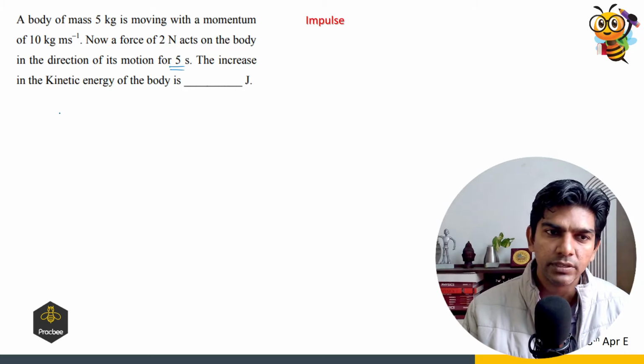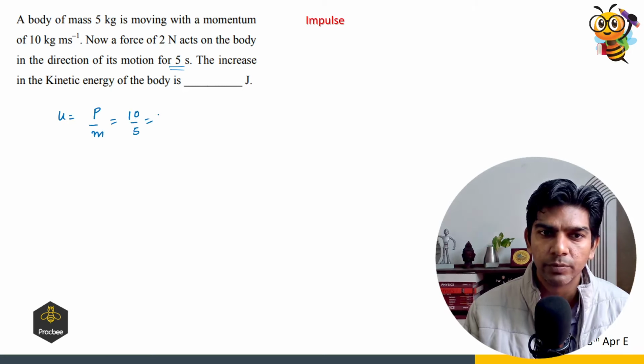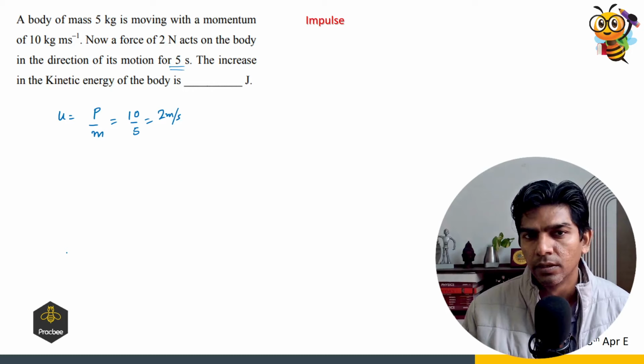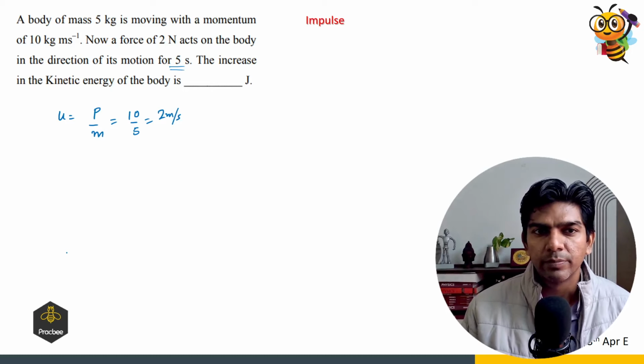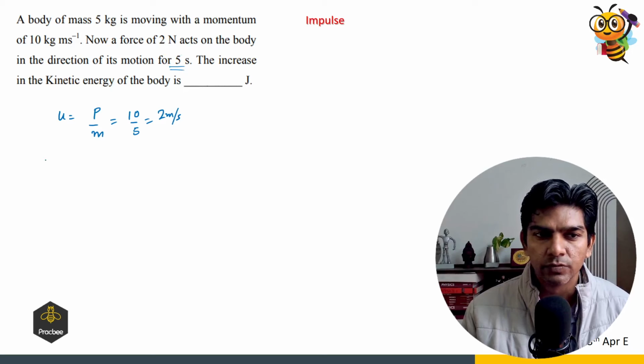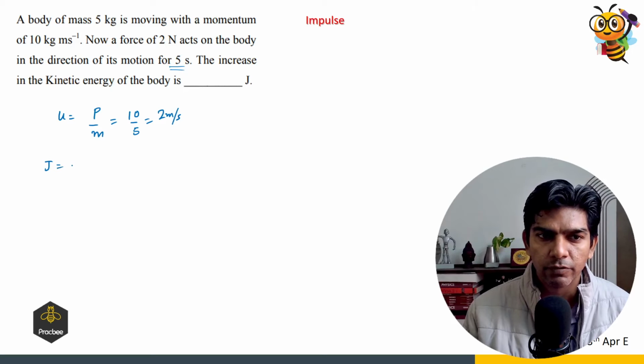So what is the velocity? Initial velocity will be momentum upon mass, which will be 10 divided by 5, which will be 2 meters per second. Right? So what is happening due to this force? It is acting for 5 seconds. So what is the impulse delivered by this force? It will be force times the time, which will be 10 Newton second.